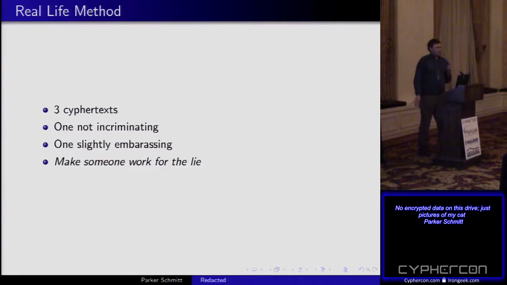If you've ever seen the old show Burn Notice, where the guy says, if you want someone to believe a lie, make them work for it. So you'd say, all right, I'll give you the real one, I admit it. You give them a second one, and it's kind of embarrassing, something you don't want them to see. But then the rest of the real data is not shown to them, and they think they've gotten it, and then they leave you alone. So that's a real-life scenario I could see where someone could actually use 3 different plain texts and be able to get out of a true rubber hose scenario.